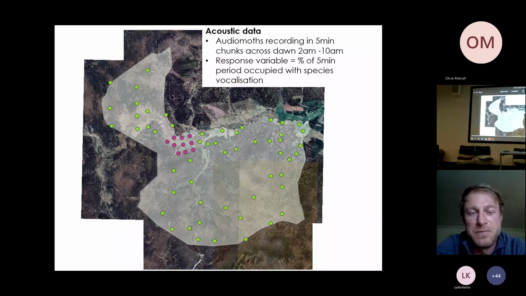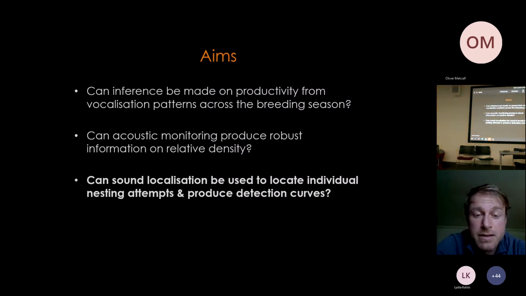So that will then be used. Obviously, I'll try and do a similar spatial model using the acoustic data I get here, and compare that to the spatial model that I can produce from standard distance sampling transects. And then the last thing is sound localization.